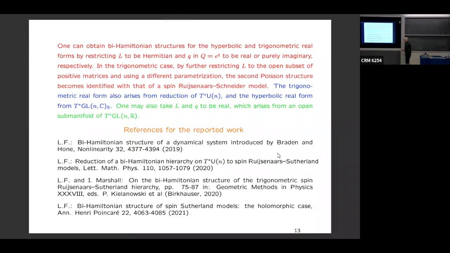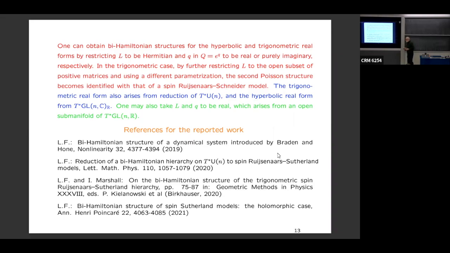So this is then the first part of my talk, and out of this holomorphic spin-Sutherland model, with the Bi-Hamiltonian structure, one can recover the trigonometric and hyperbolic real forms by saying that the matrix L is a Hermitian matrix, and the matrix Q is either a positive definite Hermitian matrix or a diagonal matrix with positive elements, or it's a diagonal unitary matrix. Then you obtain the trigonometric and hyperbolic spin-Sutherland models, and you can recover the Bi-Hamiltonian structure for those out of this holomorphic structure.